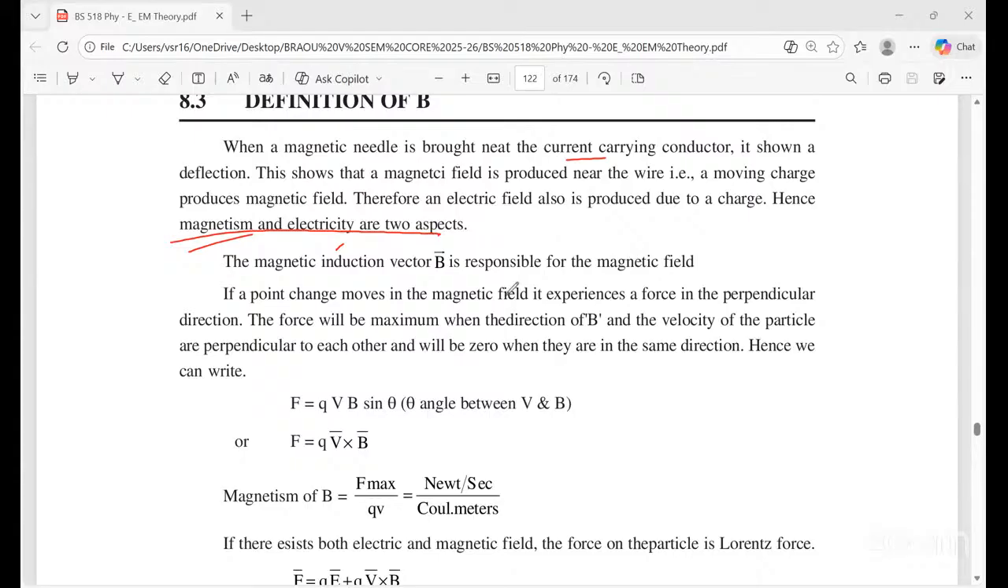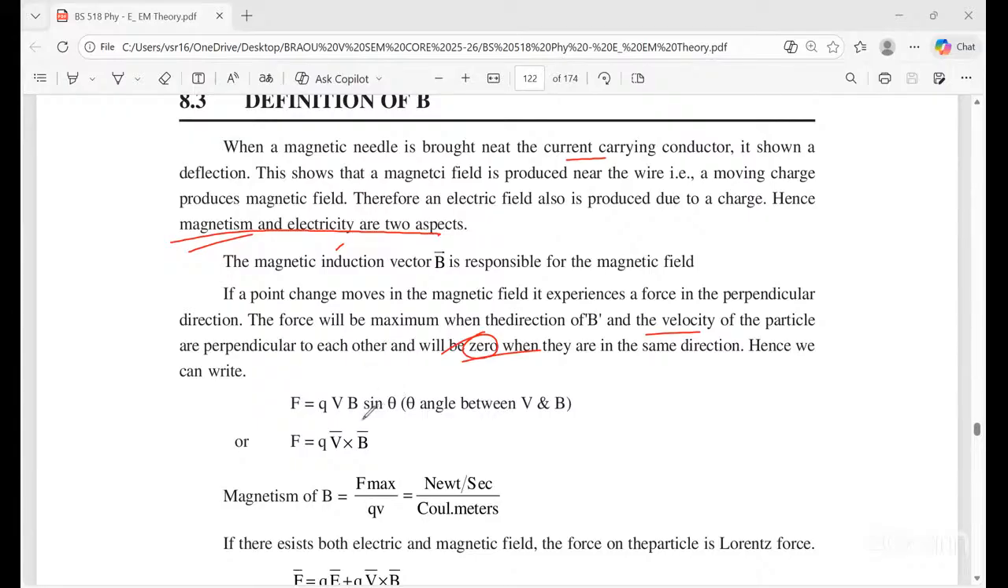So here, if a point charge is moving in the magnetic field, it experiences a force in the perpendicular direction. The maximum force takes place when the direction of the magnetic field B and the velocity of the particle are perpendicular to each other. There it is maximum, and if it is 0, both are in the same direction. Okay. So 0 means theta is 0 degrees, and here theta is 90 degrees.